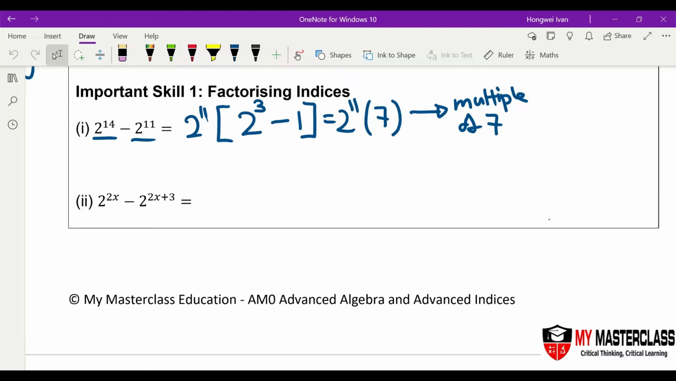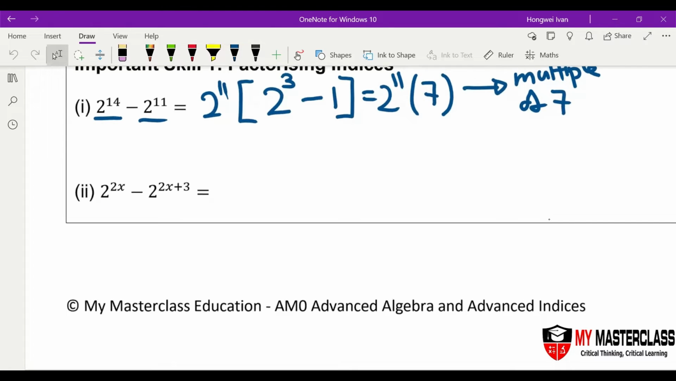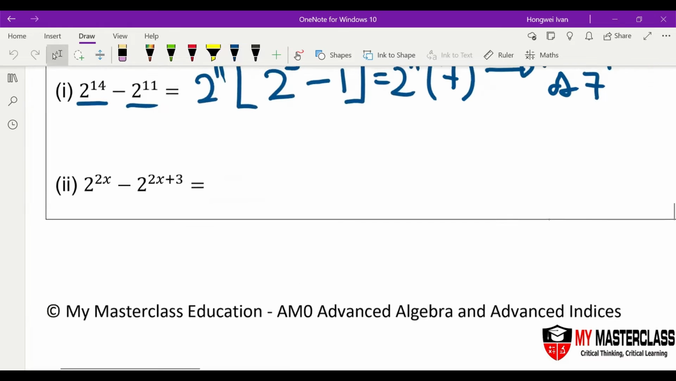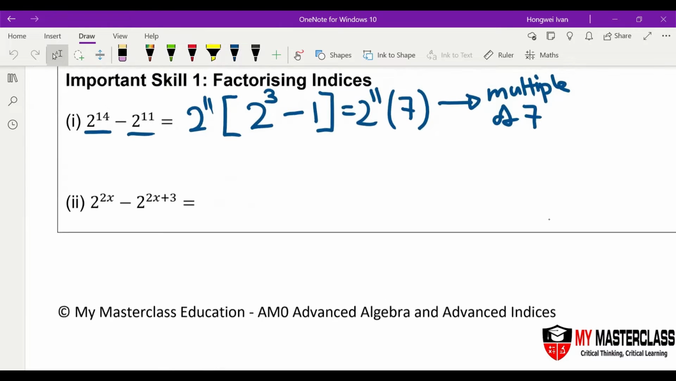There's another one: 2 to the power of 2x minus 2 to the power of 2x plus 3. Wait, why is it too big? 2 to the power of 14, I think you still can. How about 2 to the power of 140? Cannot. Usually, your test question, the number will be 10 to the power of 42. Your calculator can, some calculators cannot.